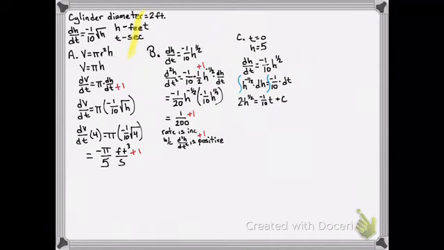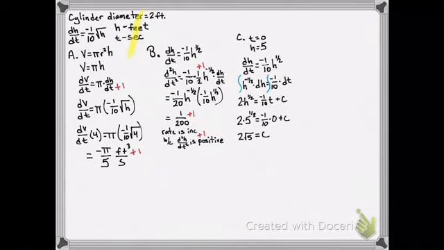Now we need to figure out what the constant is. We're going to use our initial condition that they gave us, the fact that at time equals 0, the height is 5. And so plugging in 0 and 5, we have 2 times 5 to the 1/2 power is going to be equal to negative 1/10 times 0 plus c. And so c ends up equaling, I'll write it with a radical, radical 5.